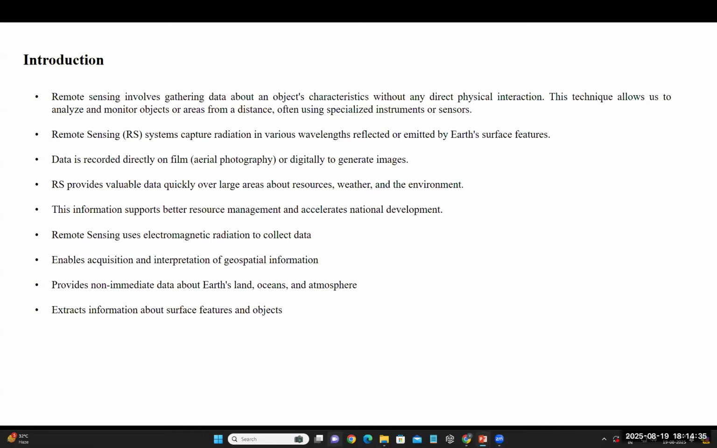It generally captures radiation in various wavelengths. Data which is recorded is generally used to generate images. This has a wide range in various fields like weather, environment, resource management. It also enables acquisition and interpretation of geospatial information, and it extracts information about surface features and objects. In brief, if we say about this slide, it is useful in each and every field.